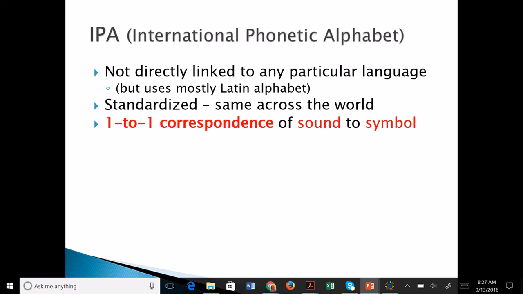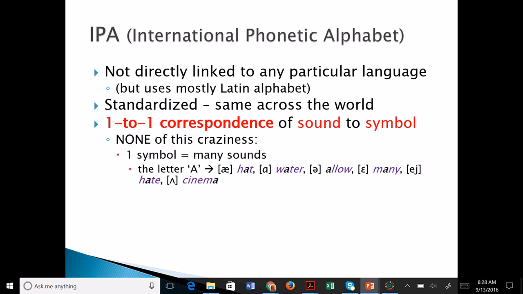The most important characteristic of IPA, and a characteristic that is quite often not found in individual spelling systems of specific languages, is the one-to-one correspondence of a sound to a symbol. So that in IPA, whenever you see a symbol, there's only one possible sound that corresponds with that. And whenever you hear a sound, there's only one possible symbol that corresponds to the sound.